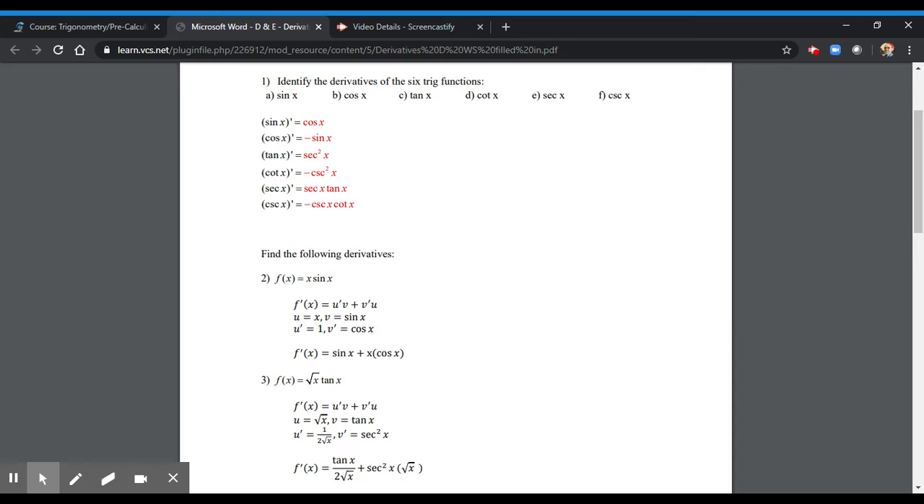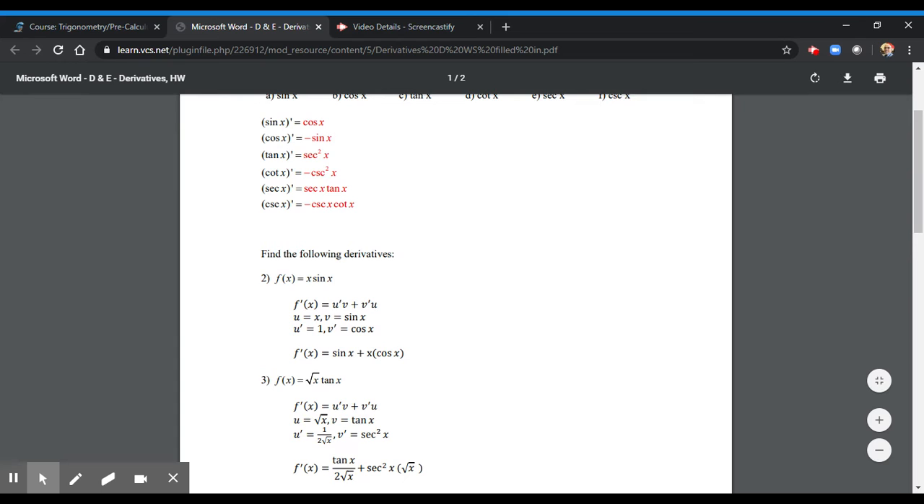Remember, u is equal to x to the 1/2. Pull the 1/2 in front, times x to the negative 1/2, and we could rewrite that as 1 over 2 times the square root of x. V prime, well, what's the derivative of tangent? Let's go up here and look. Secant squared of x. So I'm just going to simply use the product rule, multiply tangent times 1 over 2 square root of x, plus secant squared times my u, which is square root of x.